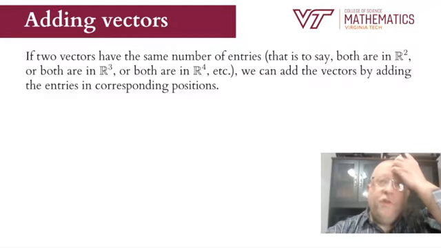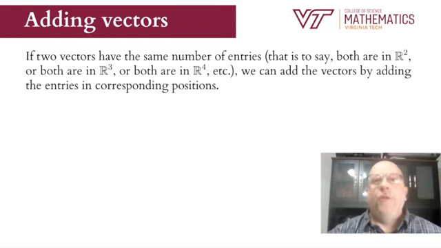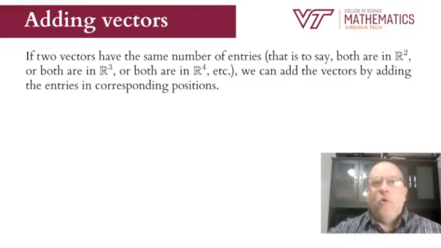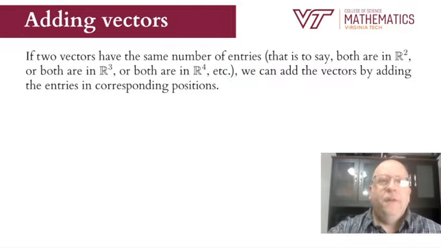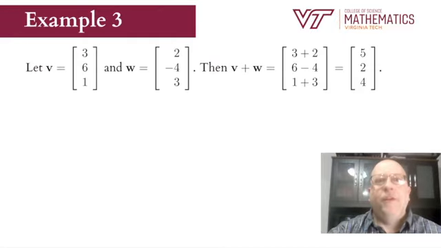We have 2 vectors that have the same number of components. That is, they're both in R2, or they're both in R3, or they're both in R4. We can add those 2 vectors by adding the entries in the corresponding positions of the vectors. When you see an example, you'll see this is completely easy, and I don't think anybody's going to have trouble with this operation.